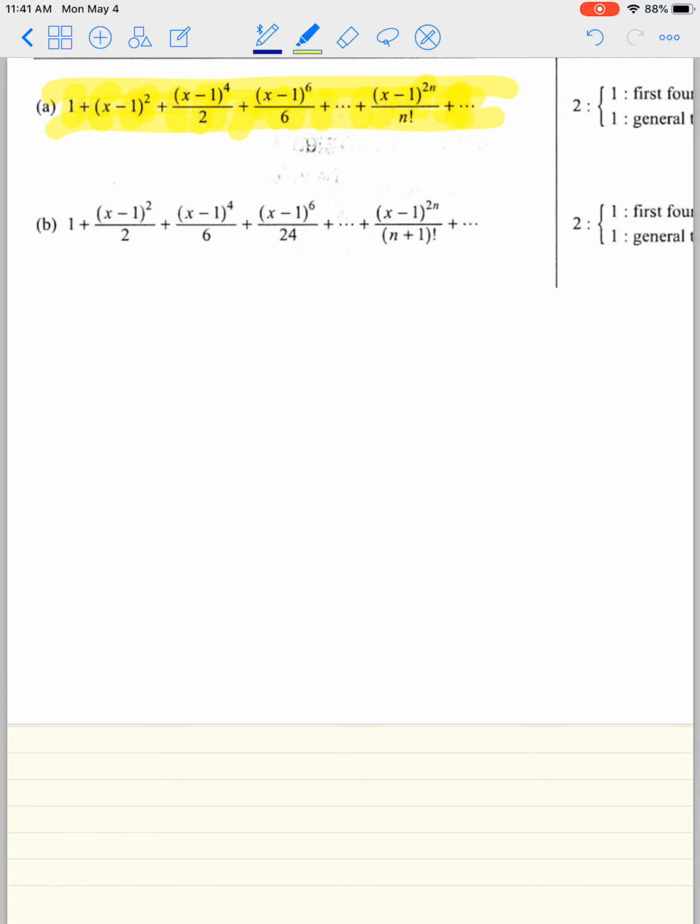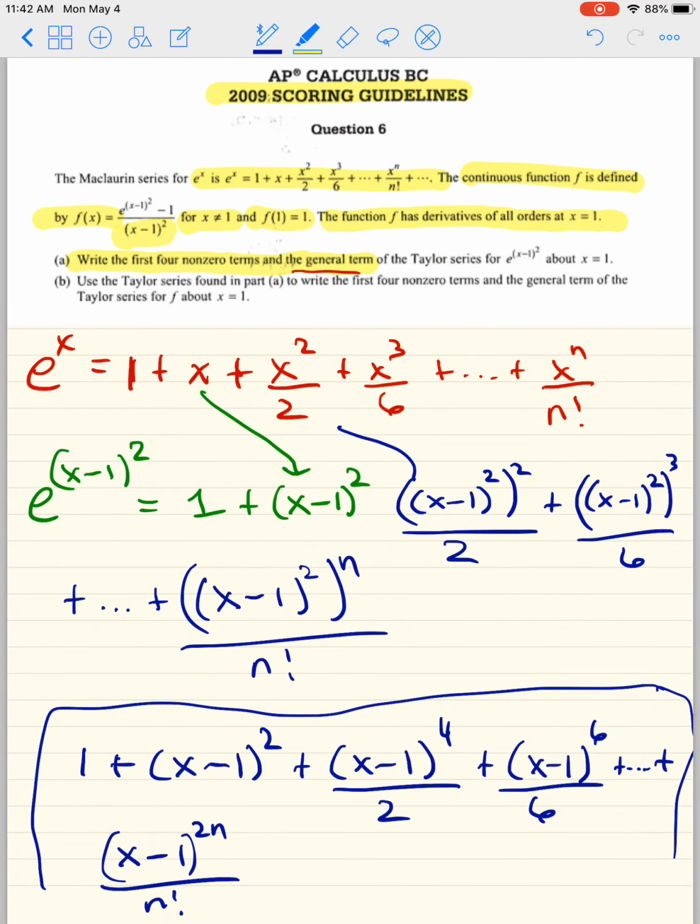So the next part is going to say, build the entire f of x. Remind yourself that this f of x is e to the x minus 1 squared, which we just built down here. Then you're going to take away 1, and then you're going to divide by x minus 1 squared, okay? So part B says, use the Taylor series found in part A to write the first 4 non-zero terms and the general term of the Taylor series for f about x equals 1.